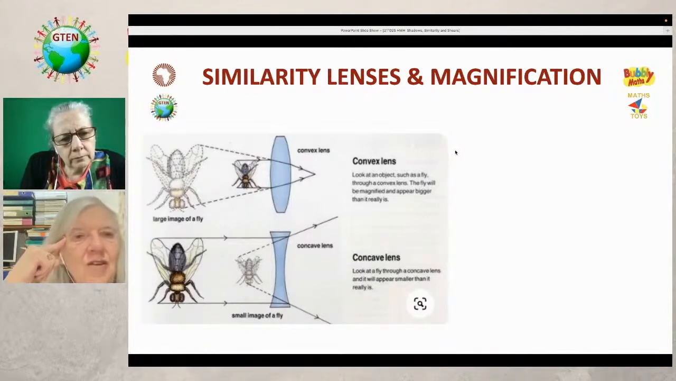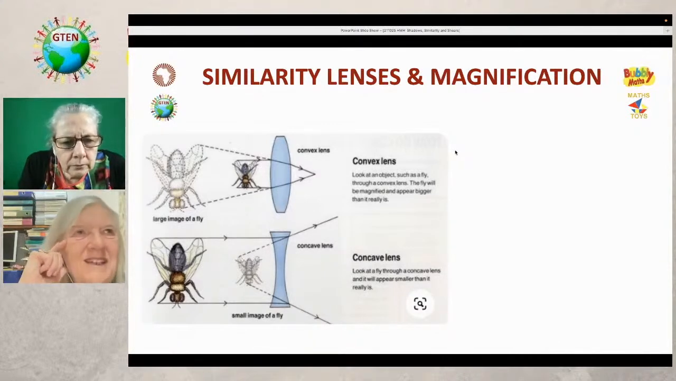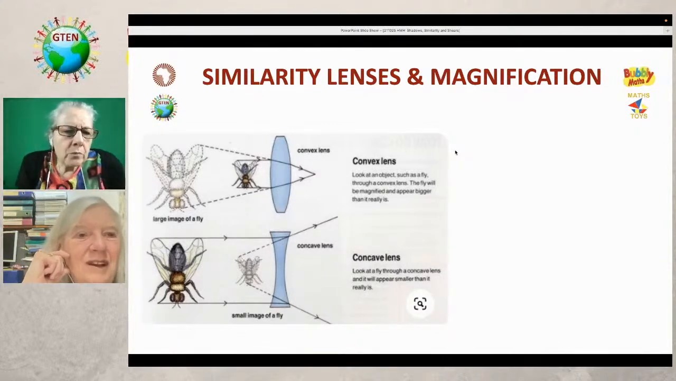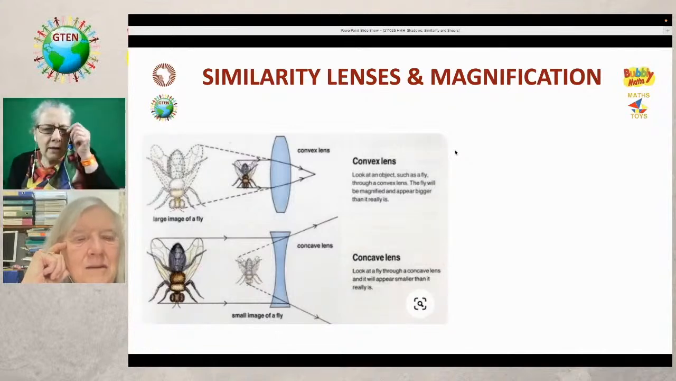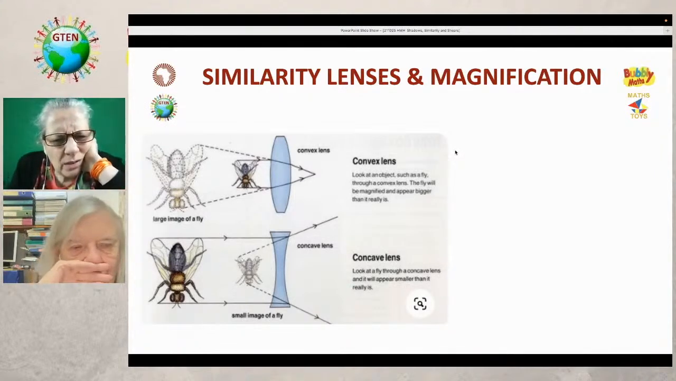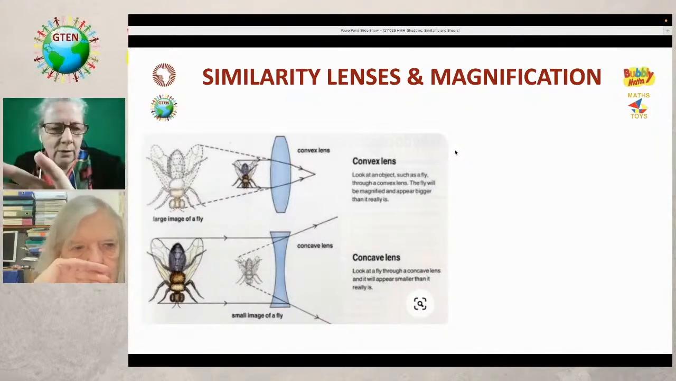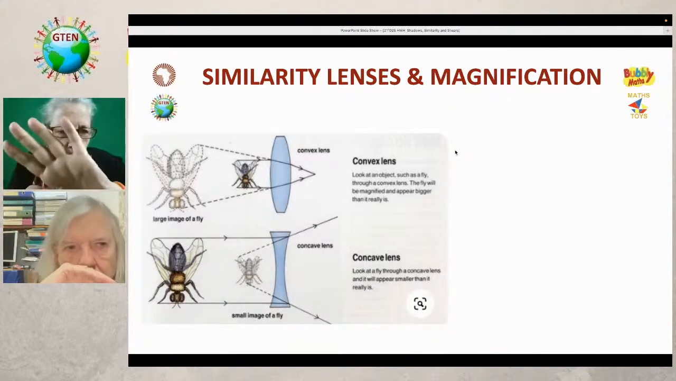The brain actually thinks that the light traveled in a straight line from the fly to the eye, and therefore the brain thinks that the fly was much bigger, or at least the image that the brain sees is much bigger than the real fly. So my glasses that mean I can see up close, would they be concave or convex? I would have thought they'd be the convex ones, because I have to say my hand looks bigger than it actually is if I'm looking at it from this distance.